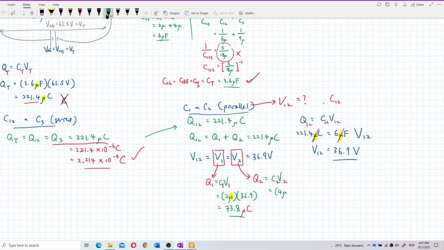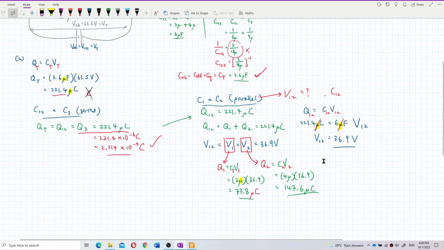4 micro here. And the voltage is also 36.9. Let's calculate 36.9 multiply 4 microfarad. So I got 147.6 microcoulomb. Why not just coulomb? Why got micro? Because the farad got microfarad. So this one is microcoulomb.